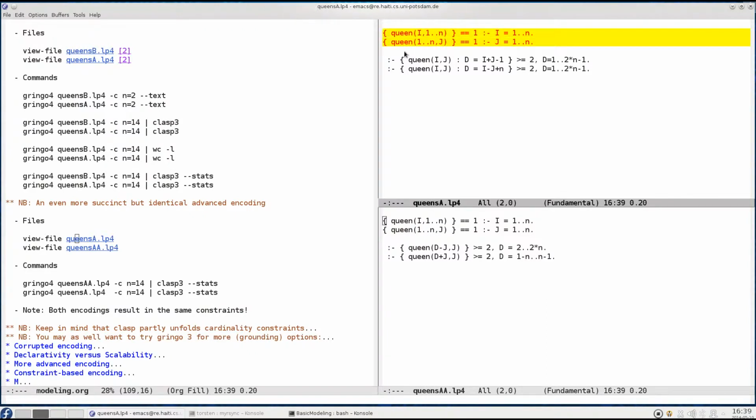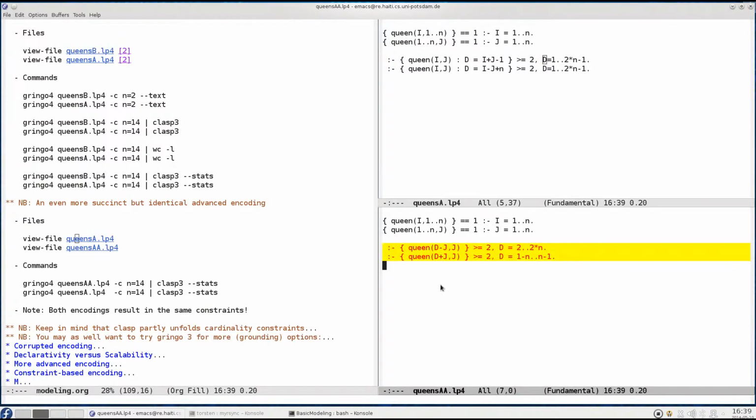The trick in making our former advanced encoding even more succinct is to replace I in both rules here. In the first rule, one takes this equation and one expresses I in terms of D and J, and the same actually here in the second one. And once one has done this and adjusted actually the ranges for D, one ends up with these two rules here, which are of course completely free of I and only consist in variables D and J.